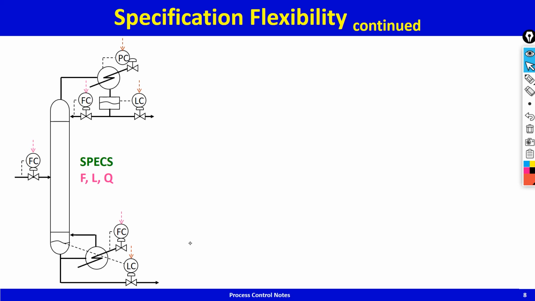F sets the processing rate of the process, which is a simple distillation column. L and Q are things that I may adjust in order to get the kind of split that I want, the kind of purity that I want in the distillate and the bottoms. So L and Q are handles that I have for adjusting the column split. F fixes the processing rate.